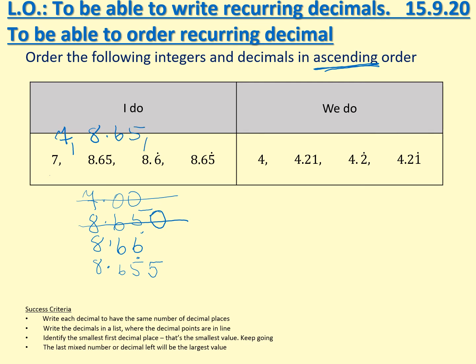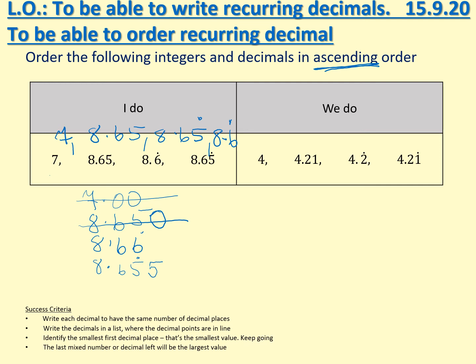So it looks like the first 2 were already in order. So then next one is 8.65 recurring, 8.66, well, 6 recurring. We need to write them in their original form. So now pause the video for a minute and do the next question yourself.